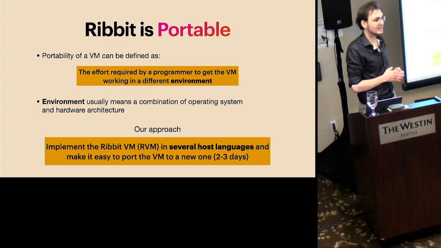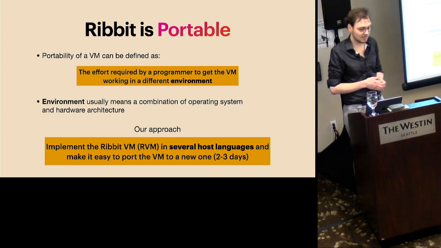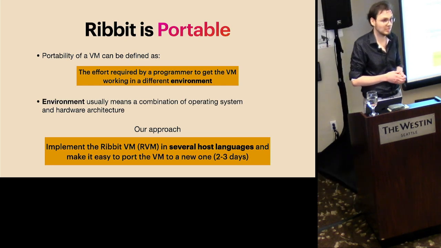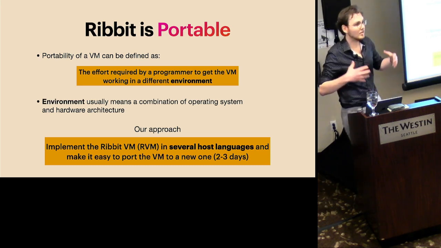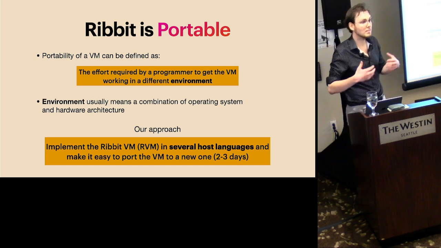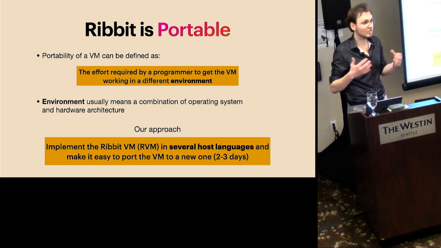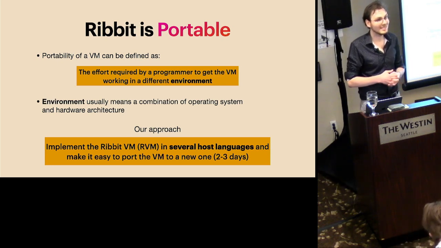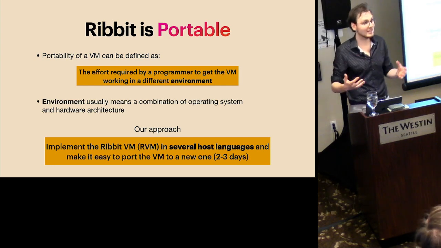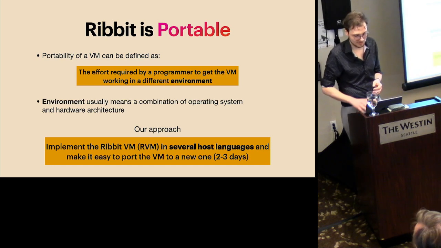So Ribbit is portable. We define portability as the effort required by a programmer to get the VM working in a different environment. Our approach is a bit different. We implement new virtual machines by hand, and because the virtual machine is quite small, this takes about 2 to 3 days to do. So adding a new host is about 2 or 3 days of work.